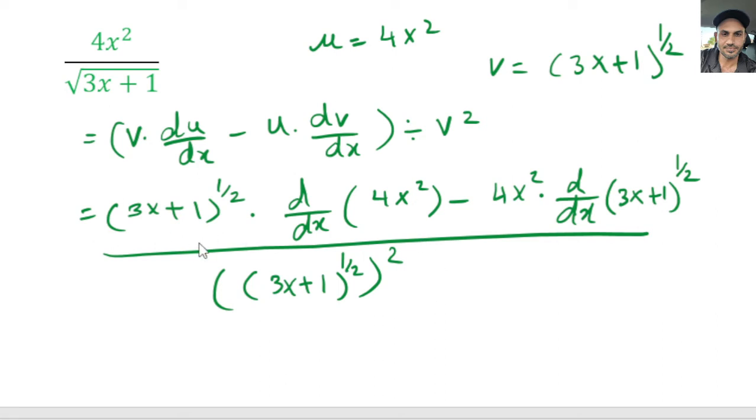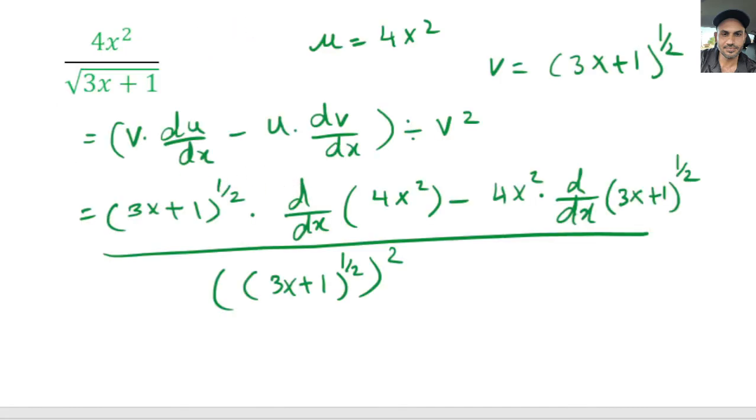Now in the next step, we can simplify and take the derivative of these terms. Let's do it on the next page because there's not enough space here. So we have 3x plus 1 to the 1/2, and now let me just write it down completely.